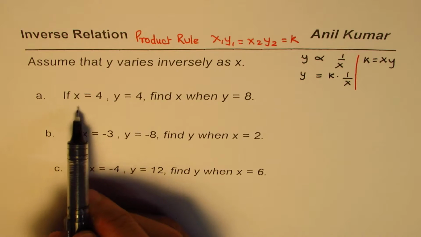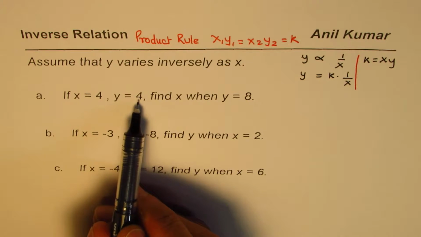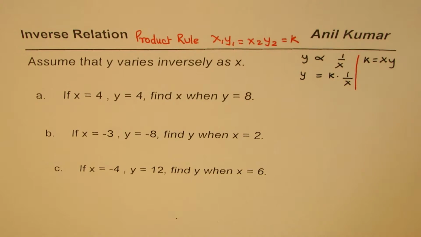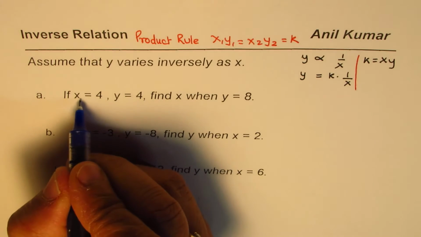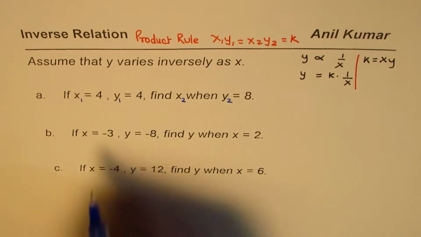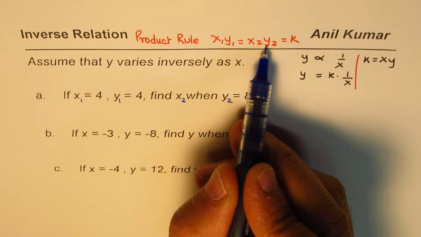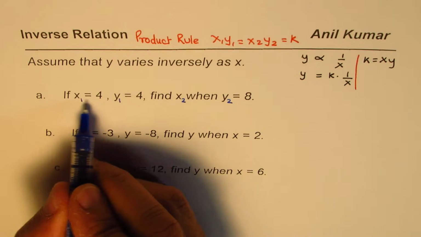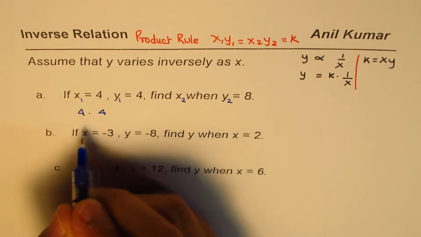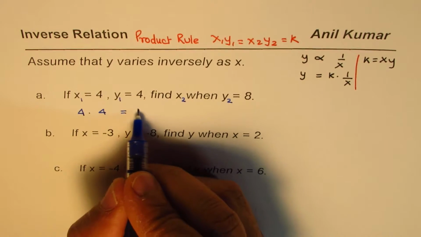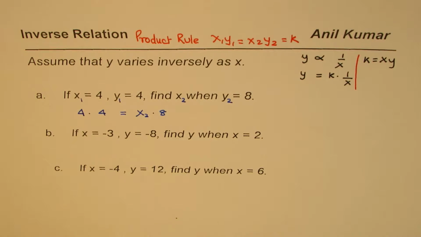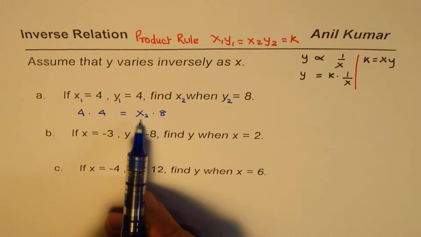So in our first case, we are saying if x equals 4, y equals 4, find x when y equals 8. So their product has to be the same. That is to say, this is my x1 value, this is y1 value. We have to find x2 given y2. Think like this. In that case, x1 y1 equals x2 y2, which is a constant. So here, what is x1? It is 4. So we can write 4 times this 4, which is y1, should be equal to x2, we don't know, so we'll write x2 as such, times y2, which is 8. So we get a relation which can help us get the value of x2.